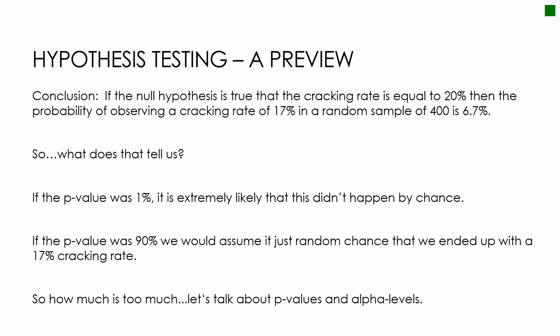So again, what does that tell me? Well, if the p-value is 1%, it's extremely likely it didn't happen by chance. If the p-value is 90%, we're assuming it just happened by random chance. So what does 6.7% mean? Well, we have to talk more about p-values and alpha levels to determine if we can say that it is in fact a lower rate or if it just happened by chance.